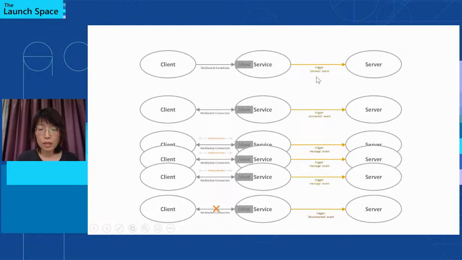So these events, connected and disconnected, are related to the lifetime of the connection. For this, we call them system events. And for the message event, we call them user events.